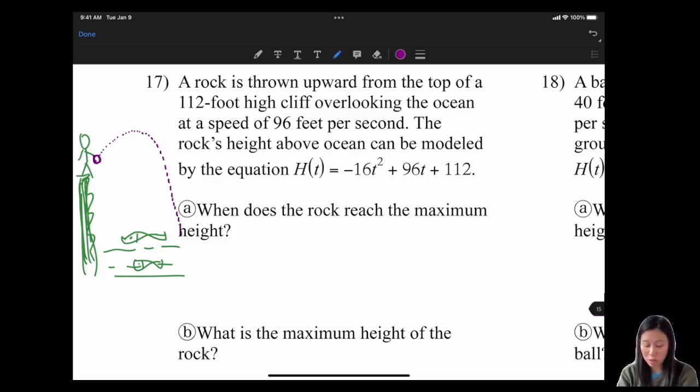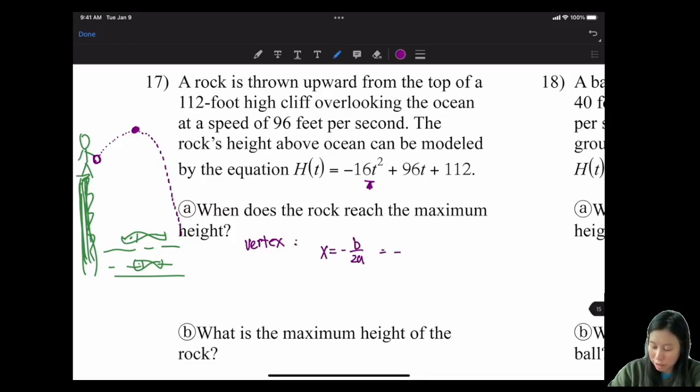So when does the rock reach maximum height? So the maximum height is here, right? That would be what, aka the vertex. So basically it's asking you the x-coordinate of the vertex, because the x-coordinate relates to the time. So when does the rock reach the vertex? So we use the vertex formula, which is negative b over 2a, which is negative 96 over 2 times negative 16.